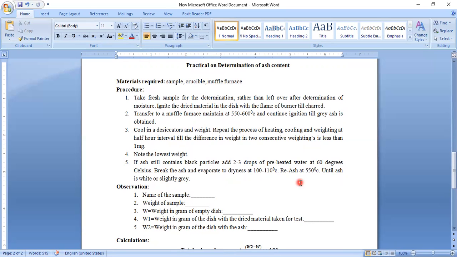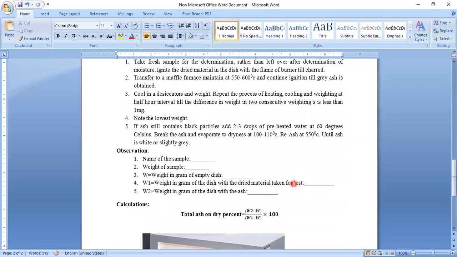Then for the observations you have to take, write the name of the sample and whatever weight you have selected. W is the weight in grams of the empty dish, W1 is the weight in grams of the dish with the dried material taken for the test, and W2 is the weight in grams of the dish with the ash.